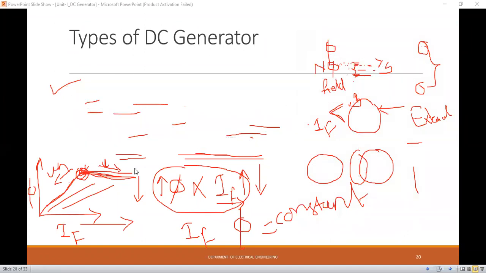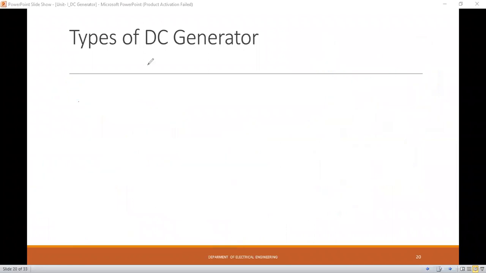Now the next point is the self excited DC generator. This self excited DC generator is generally used. So we will see the self excited DC generator.